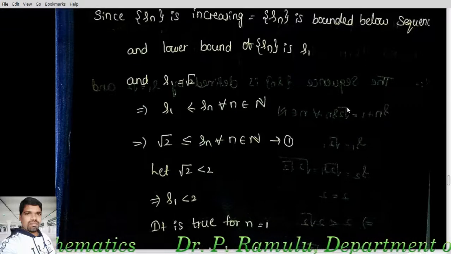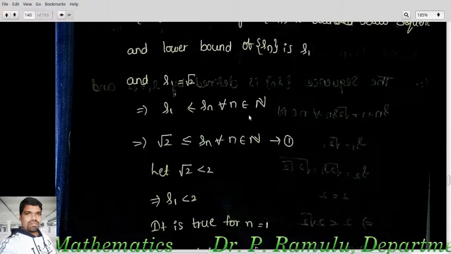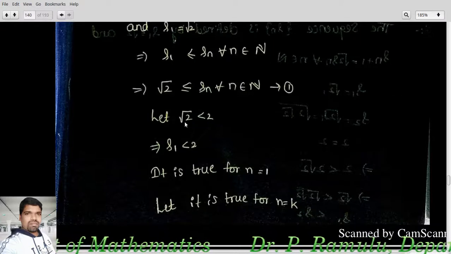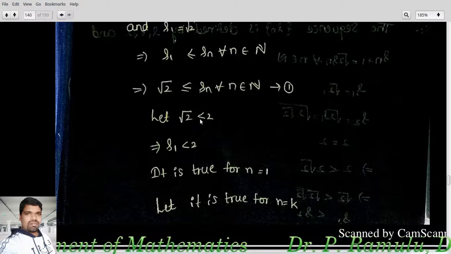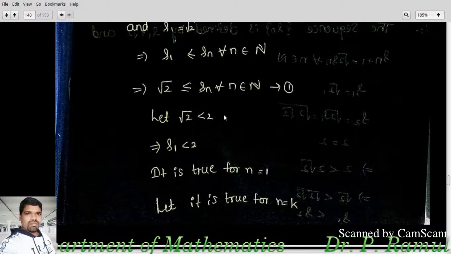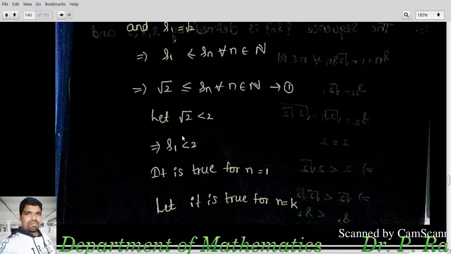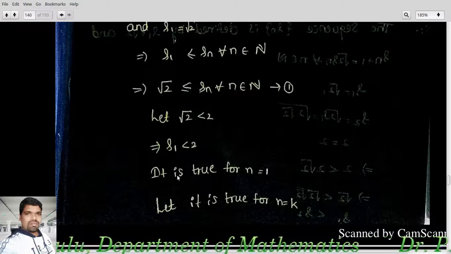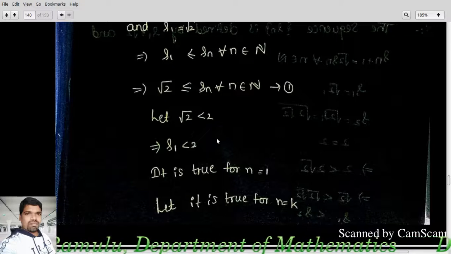For that, I am finding the upper bound by using induction only. I am assuming here, we know that root 2 is less than 2. Which implies S1 is less than 2. This is my basic idea.